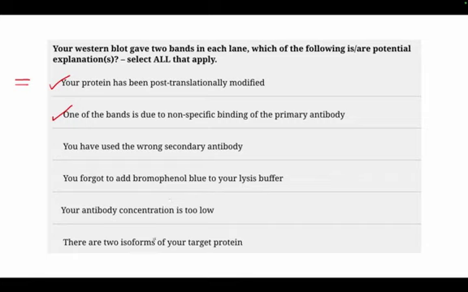And I would say the most likely explanation for this is there are two isoforms of your target protein. There are two isoforms which have slightly different molecular weight, and the antibody is detecting both of your isoforms.